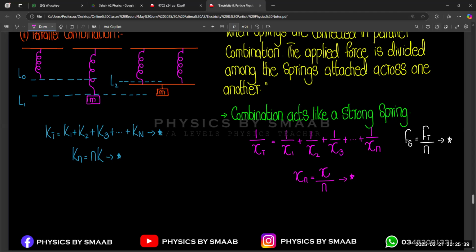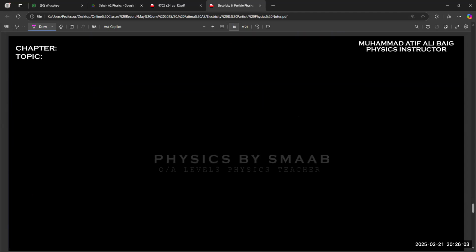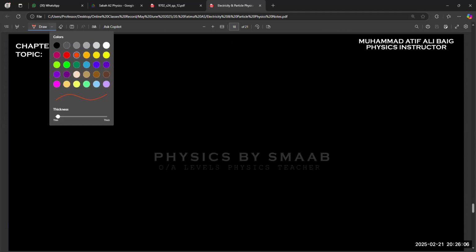Any question in this now? The combination topic is very easy. We just need to differentiate the value of x and the value of k. Okay. Now after this idea, we have a concept of Young modulus. So in the Young modulus concept, the first term before starting Young modulus is related to the stress. This is the symbol for stress.